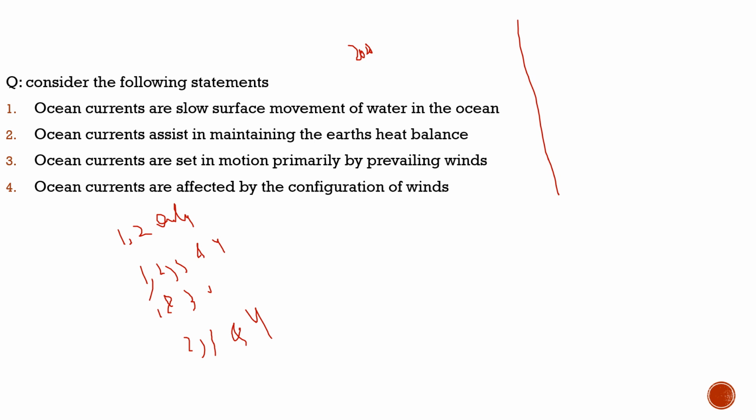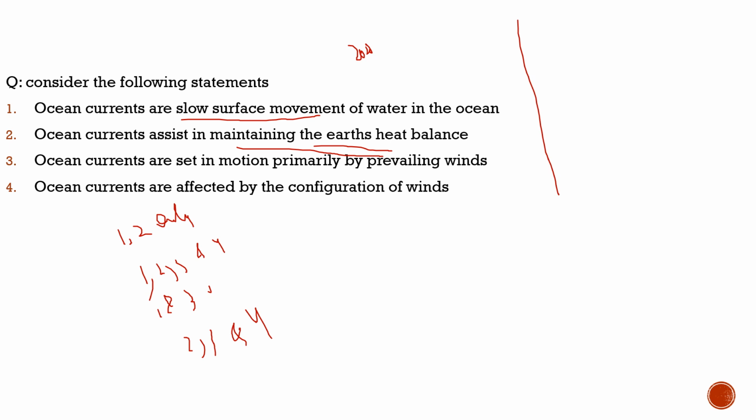Here I will try to make you understand how you can mark the question if you don't have the proper knowledge. The first statement says ocean currents are a slow surface movement of water in the ocean. Let's keep it here and discuss the next. The second statement is that ocean currents assist in maintaining the Earth's heat balance. You might have heard about cold currents and warm currents, so it has something to do with the heat balance.